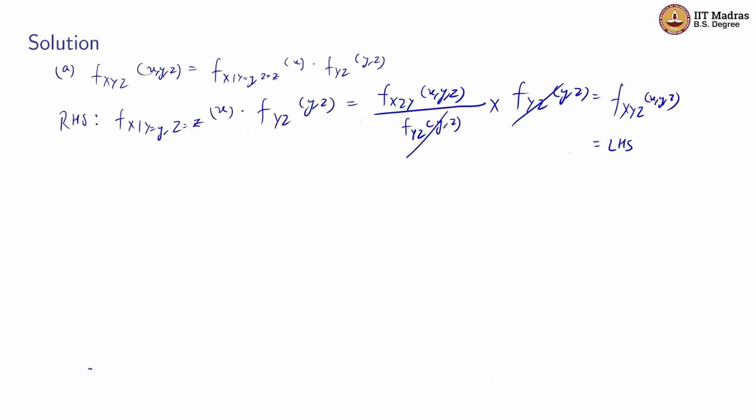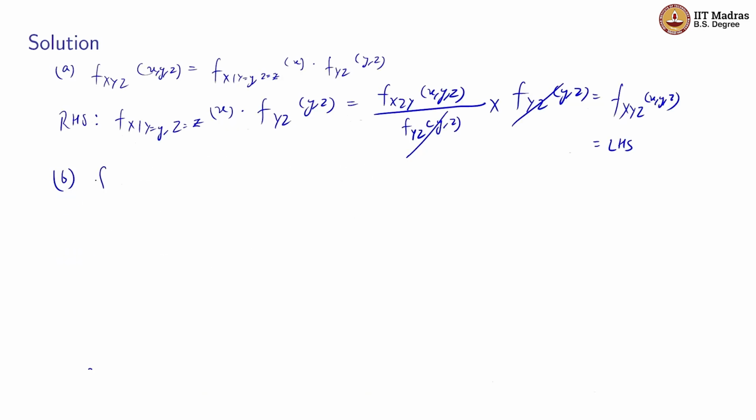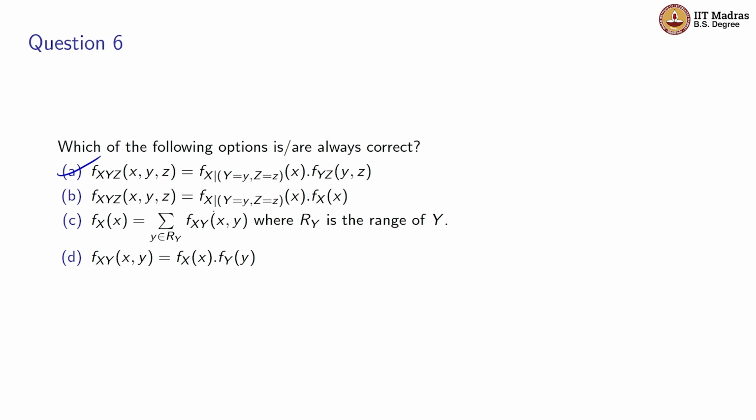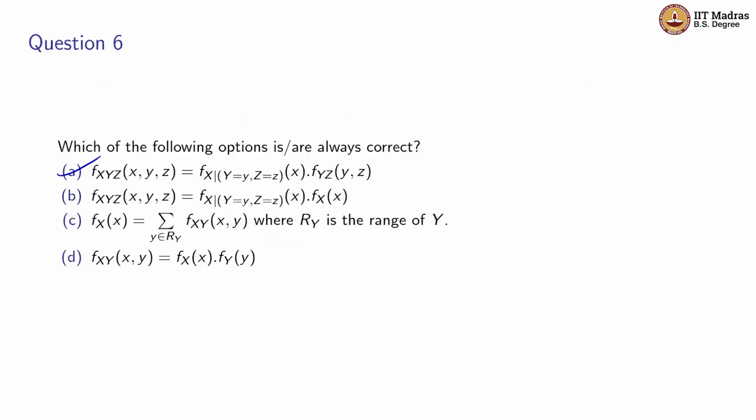And for checking option B, we'll do the same thing. Option B says that the joint of XYZ is equal to conditional of X given Y and Z into marginal of X. Clearly, if we start with RHS, on first simplification, we can write the RHS as joint of XYZ divided by joint of Y and Z, into marginal of X. Clearly, this is not equal to LHS, so option B is not correct.